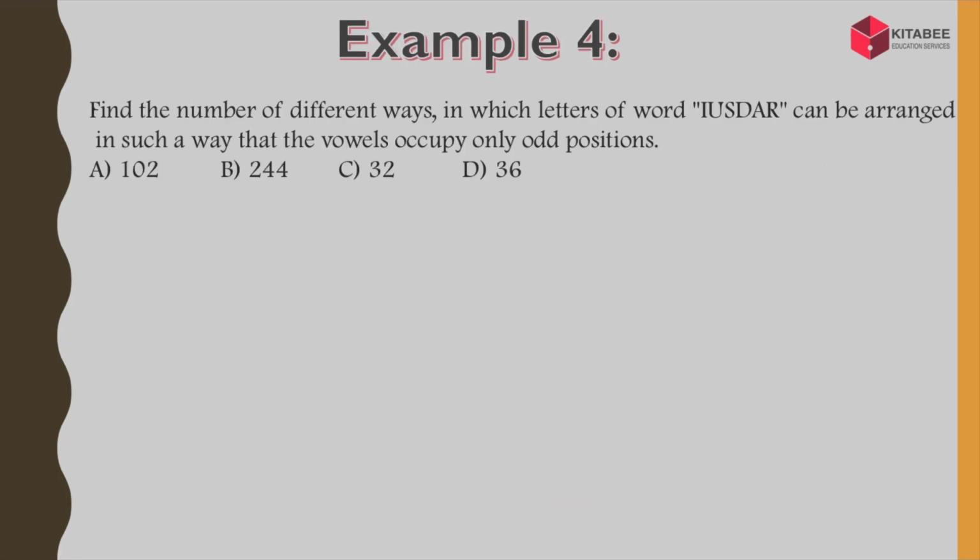So the last problem says find the number of different ways in which letters of the word, you have been given this word IUSDAR, can be arranged in such a way that the vowels occupy only the odd positions, right? So this is basically a problem on permutations and combinations, and it has got 4 options. So what we have to do is find the number of ways in which we can arrange the letters of this word so that the vowels occupy only the odd positions, right?